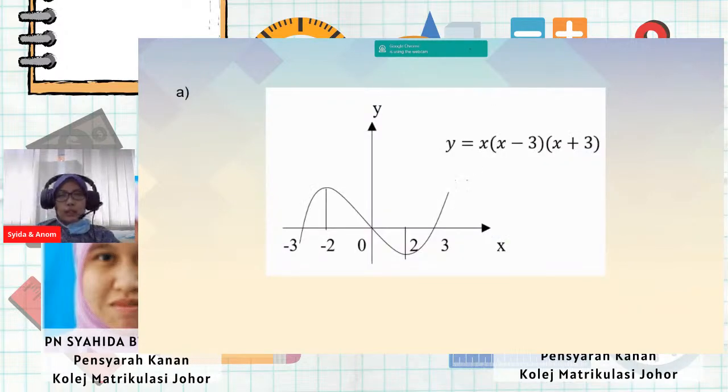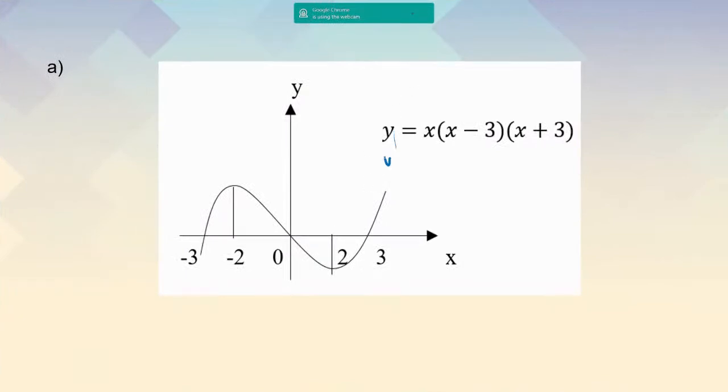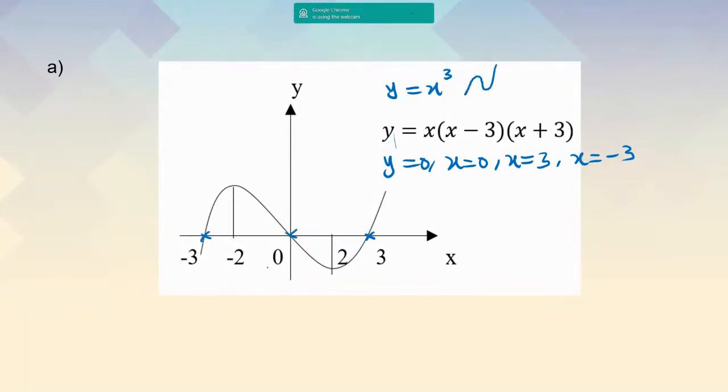So when y equals 0, x equals 0, x equals 3 and x equals negative 3. So plot 0, 3, negative 3, and then y equals x cubed. Start with the first quadrant, and then label the x-axis and y-axis. And then label the intercepts, 0, 3, negative 3. 2 marks.